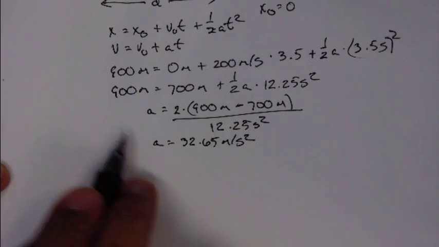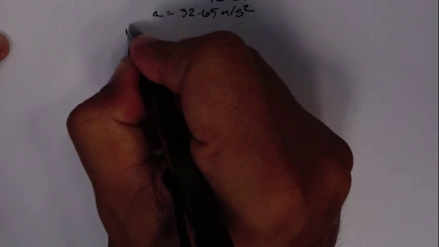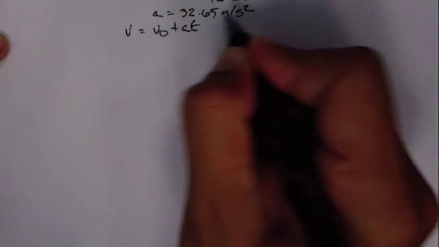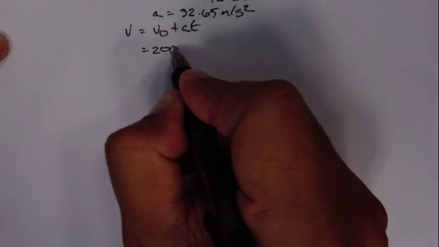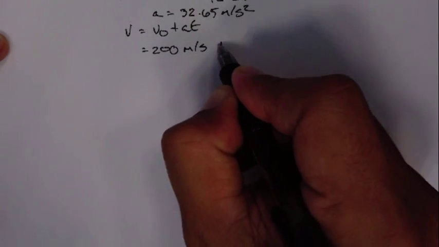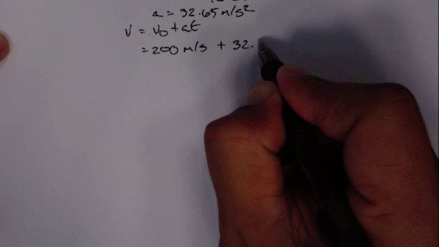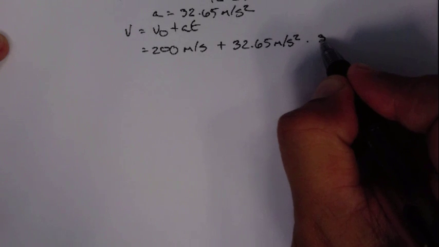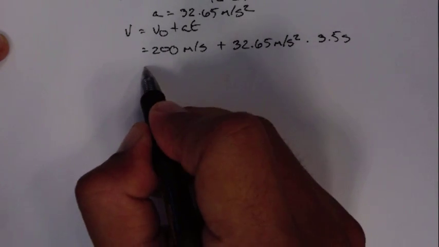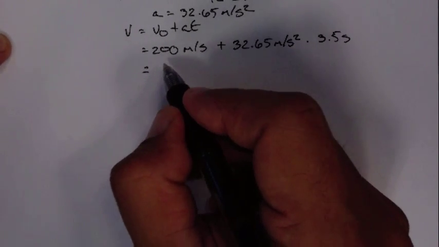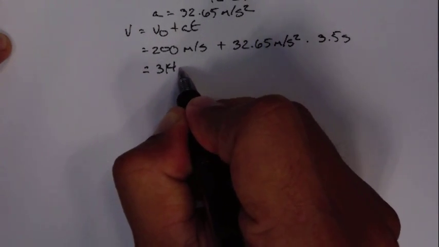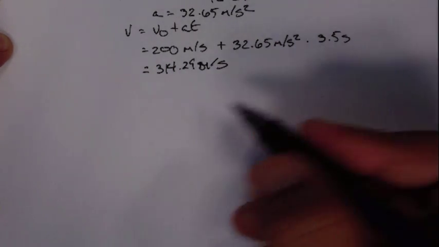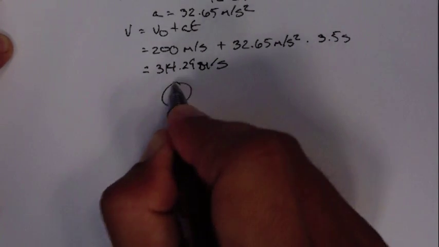We now know the acceleration, so we can shove it in our second equation, which is v equals v naught plus at. We know the initial velocity is 200 meters per second plus the acceleration, which is 32.65 meters per second squared, times t, which is 3.5 seconds. When we solve that, we end up with 314.29 meters per second, which is close to our answer C.